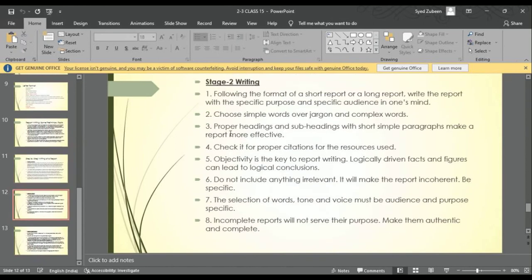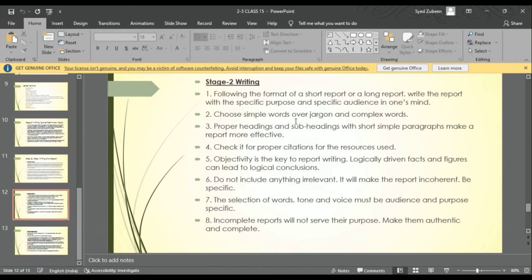Then we'll move on to stage 2, which is writing. Following the format of a short report or a long report, write the report with a specific purpose and the specific audience in one's mind. So who is the report being written for? What is the report about? Try to write the report and present the facts in a manner that the reader of the report is going to understand what you are writing and who you're writing it for.